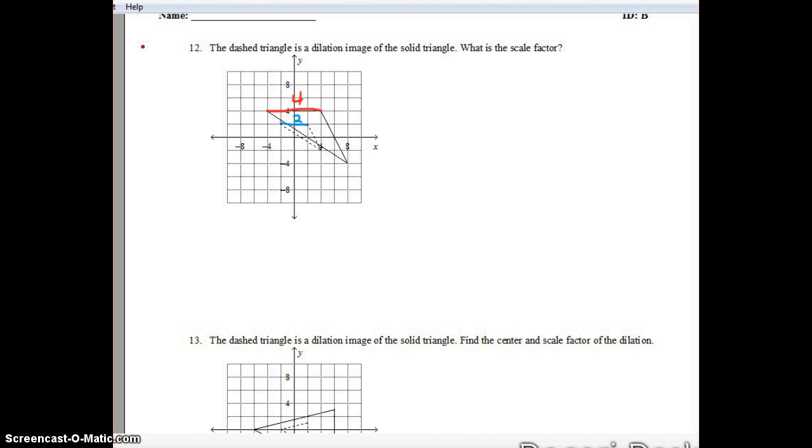And it says the dashed triangle is a dilation of the solid. So basically we started out with the larger triangle, which we're going to show our corresponding sides of 4, and then that went down to 2. And so basically what happened is we took half of 4, which is 2. So the scale factor then would be 2 over 4, or 1/2.